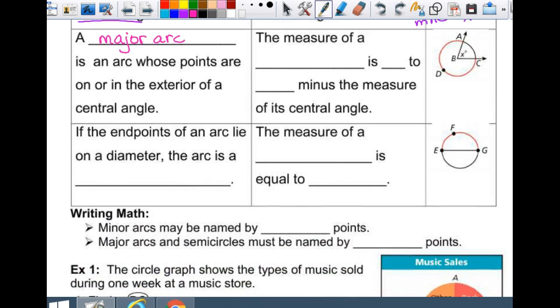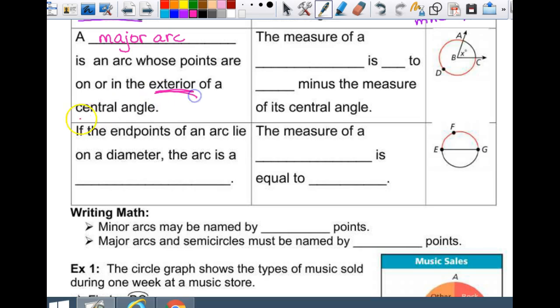It's an arc whose points are on or in the exterior of the central angle. So angle B is my central angle. This was the interior, so this is the exterior, and it's part of the circle, so it's this right here. So if I know the measure of the central angle, how do you think I can find the measure of a major arc? Subtract it from 360. Good. So the measure of a major arc is equal to 360 minus the measure of its central angle.